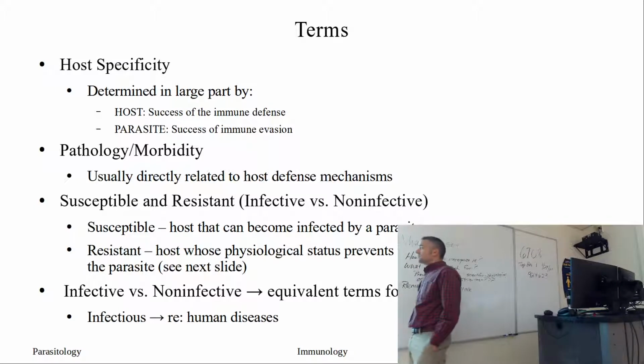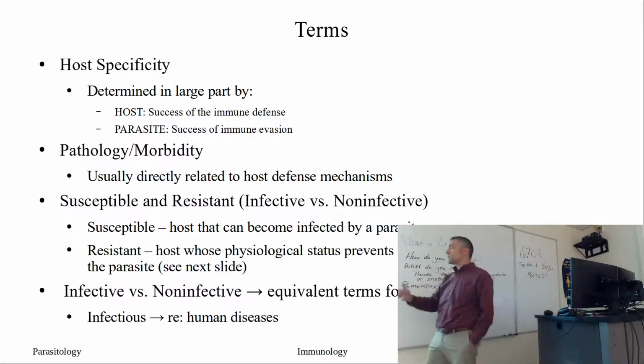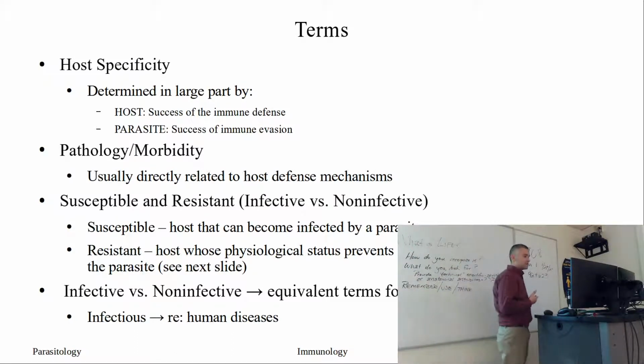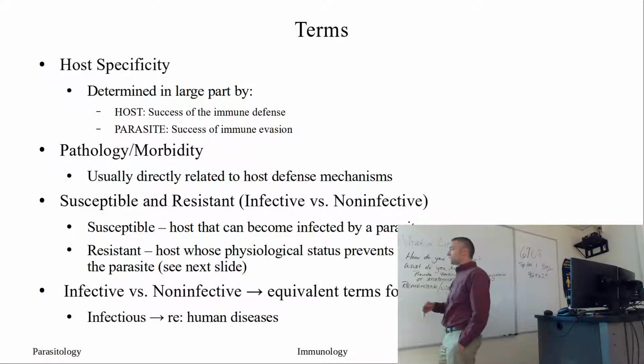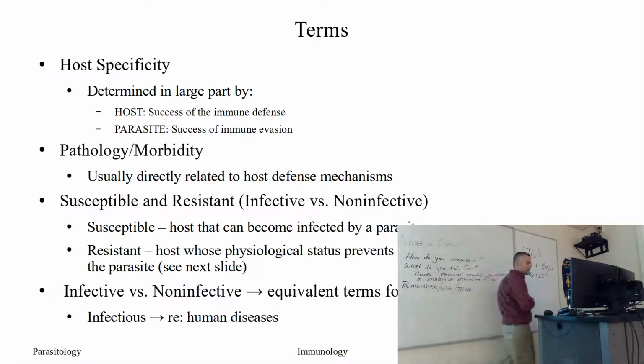Susceptible versus resistant, that's in terms of the host. The opposite terms for the parasite would be infective versus non-infective. So in terms of the host, you can be susceptible or you can be resistant. A susceptible host is one that can become infected with the parasite. The resistant host is one whose physiological status prevents the establishment and survival of the parasite. And we'll talk about those a little bit in more detail.